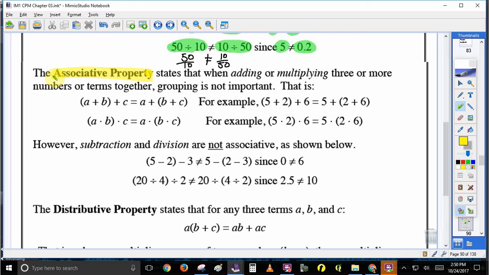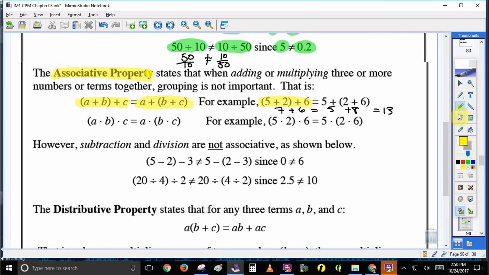So for example, if we have A plus B inside parentheses, then we add C, that's the same thing as having B plus C inside the parentheses and then adding A. For example, 5 plus 2 inside our parentheses there would give us 7 plus 6, which would be 13, and that is the same thing as 5 plus 8, which is also 13.